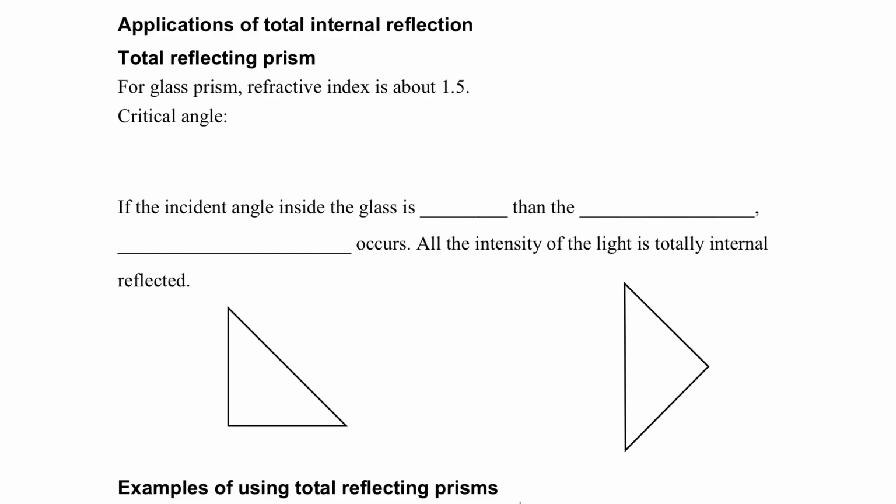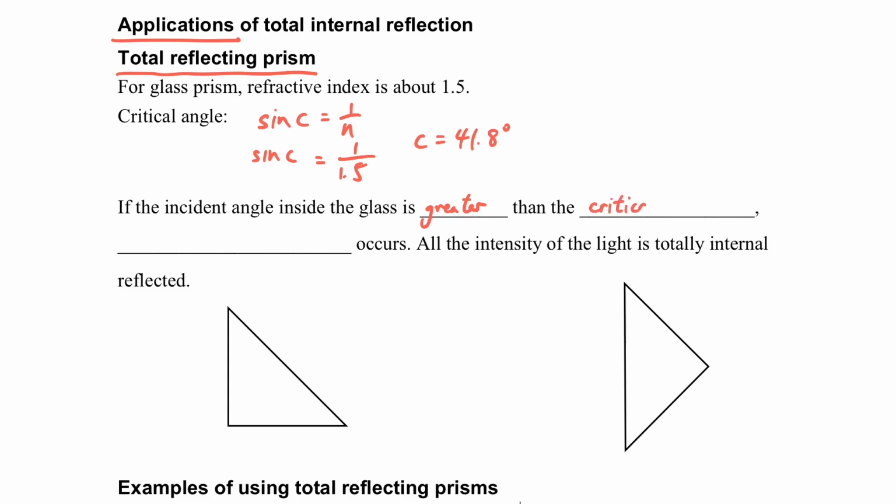So let's see some applications of total internal reflection. How do we use it in our daily life? Firstly is the total reflecting prism. Let's calculate the critical angle of the glass here. We found that the critical angle is about 41.8 degrees. We should be aware that when the angle of incidence is larger than the critical angle, we have total internal reflection. So the prism can actually act like a mirror.